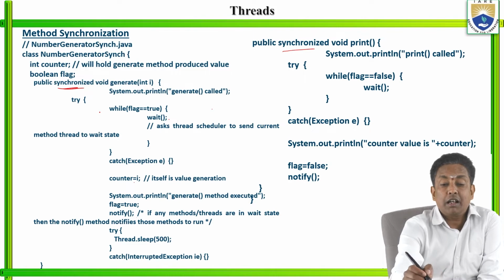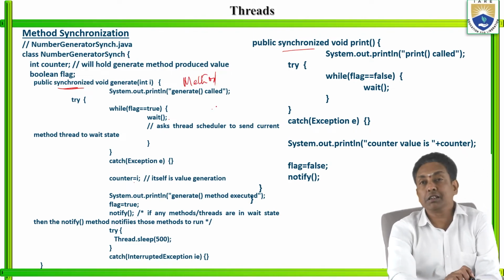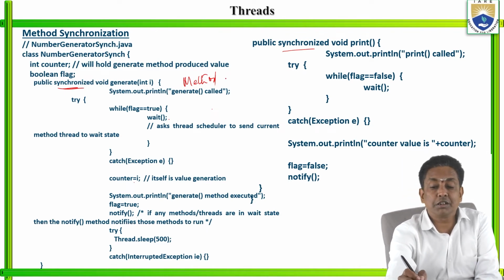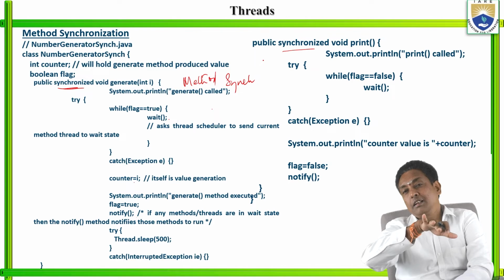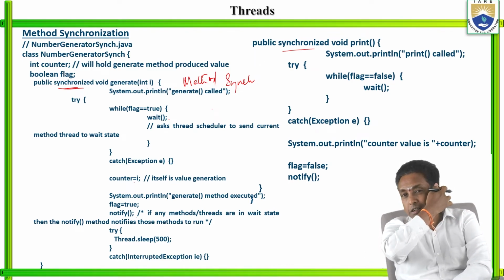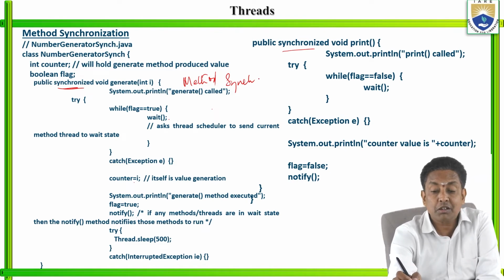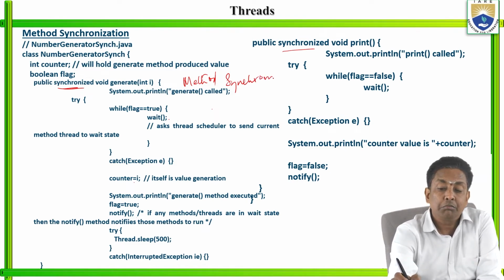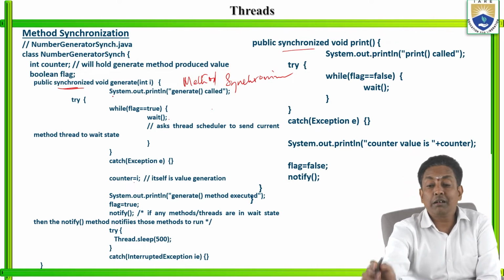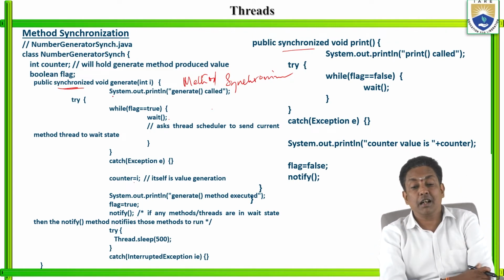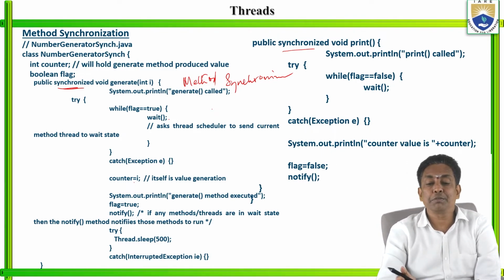This is called method synchronization. There are two types of synchronization, method synchronization and object synchronization. Class synchronization is also there, but we don't want to discuss class synchronization. We'll discuss only method synchronization and object synchronization. Both generate and print methods are declared as synchronized. Because of that reason, these two methods will participate in method synchronization.